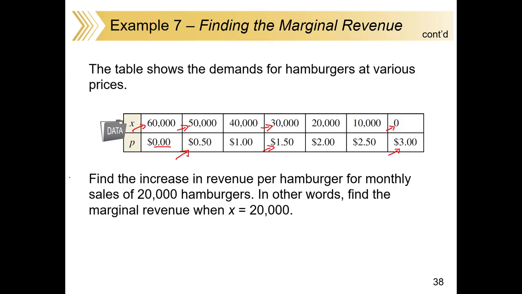So the question is this: find the increase in revenue per hamburger for monthly sales of 20,000 hamburgers. In other words, find the marginal revenue. So we're going to look for the marginal revenue. We're going to take the revenue and we're going to differentiate it for x equals 20,000.